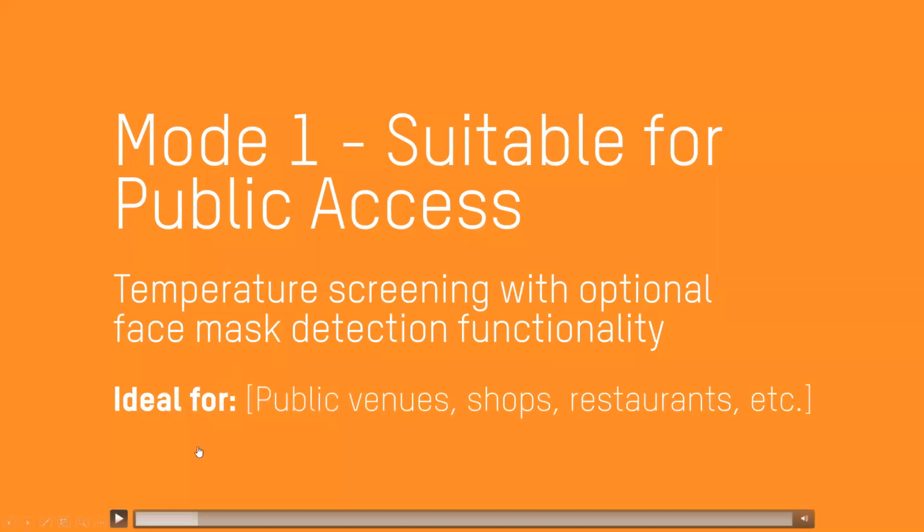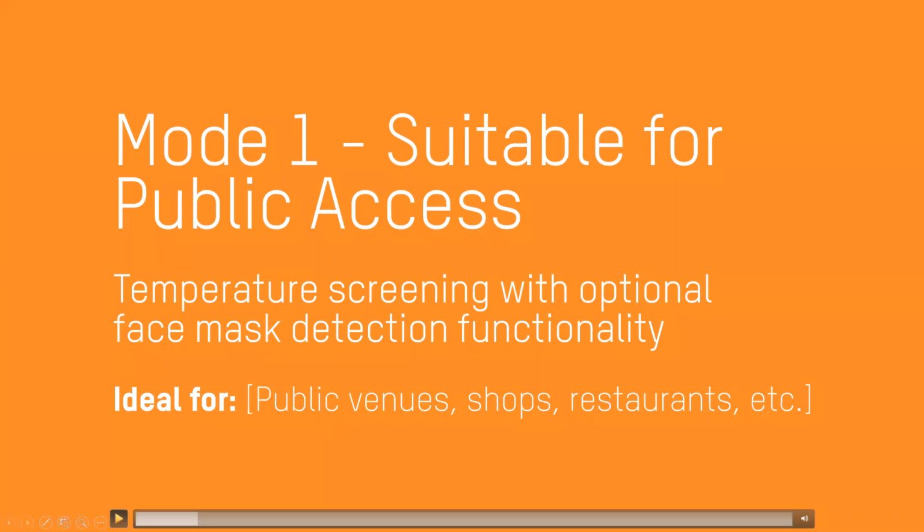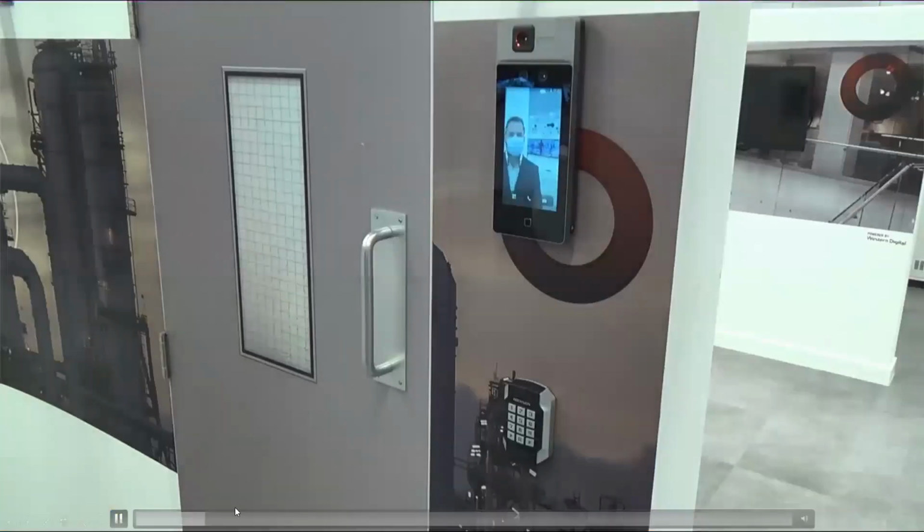So we do have 2 different modes for the thermal MIMO. The first mode can be used for public access. So no matter who it is, anyone who has the normal temperature can gain access, or it can just be used as a temperature check only system. So you also don't need to connect to a door. It is just used for temperature check purposes.